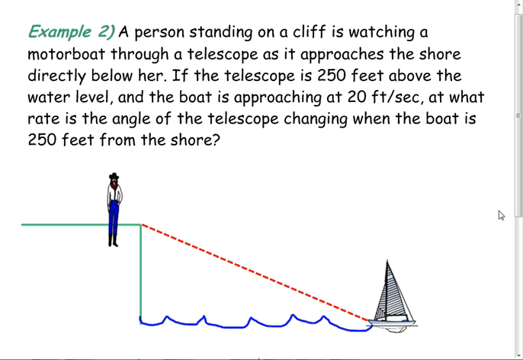A person standing on a cliff is watching a motorboat through a telescope as it approaches the shore directly below her. The telescope is 250 feet above the water level, and the boat is approaching at 20 feet per second. At what rate is the angle of the telescope changing when the boat is 250 feet from shore? So you do your find, give, and when.